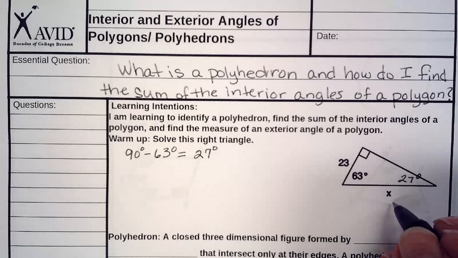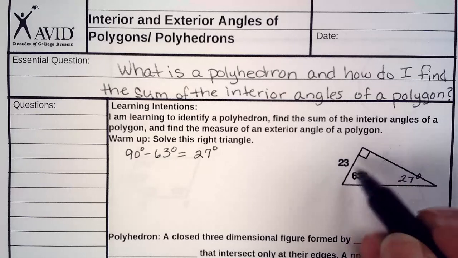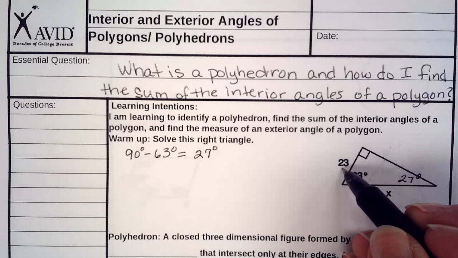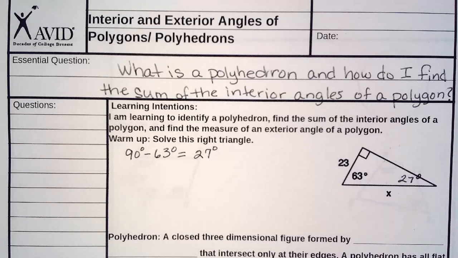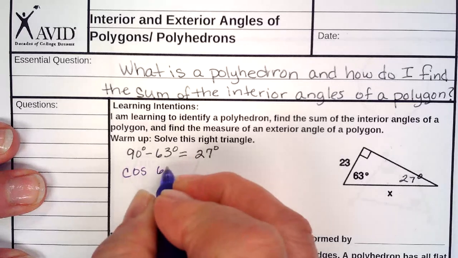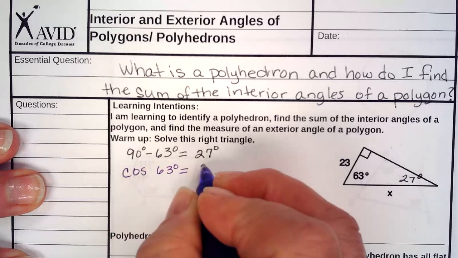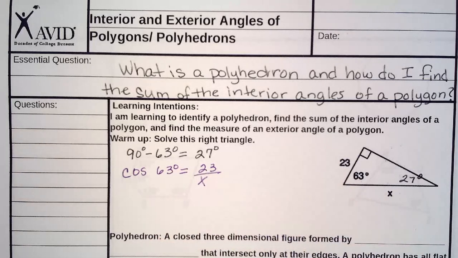So if we're looking for x, we can use either sine or cosine depending on which angle we focus on. If we focus on 63, that means that this is our adjacent and this is our hypotenuse, AH, which is cosine. So the cosine of 63 degrees is equal to 23 divided by x. Now, when the variable's at the bottom, what do we do? Remember, we have to flip-flop.